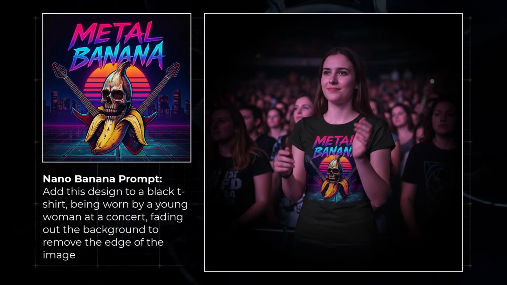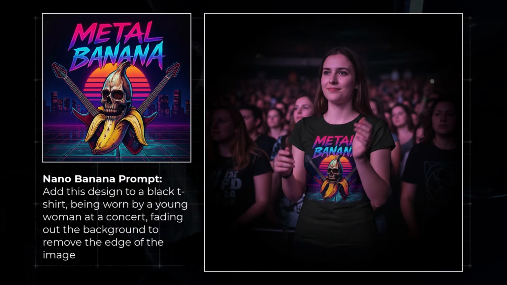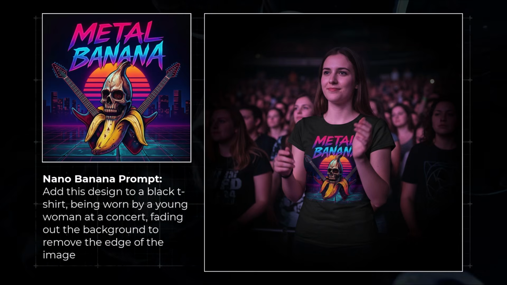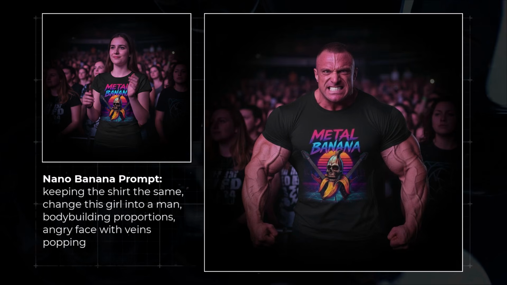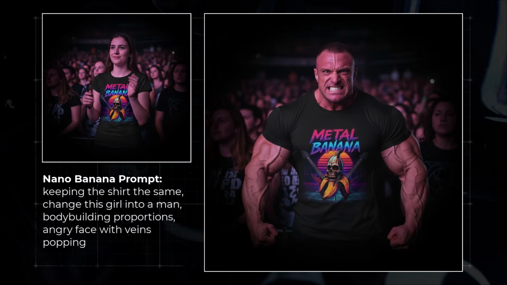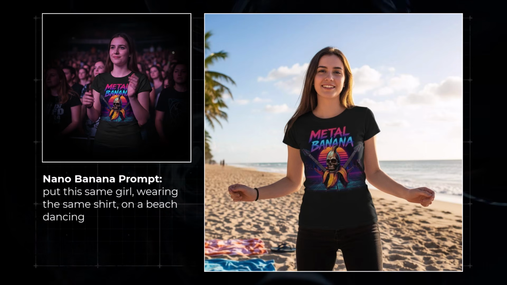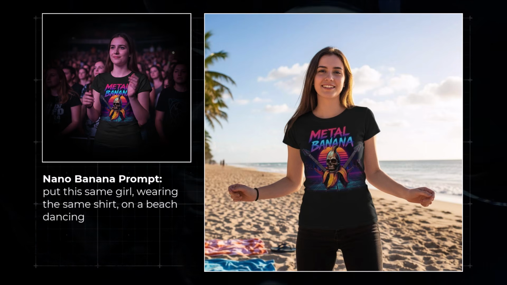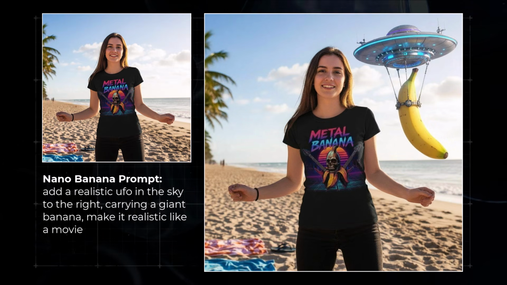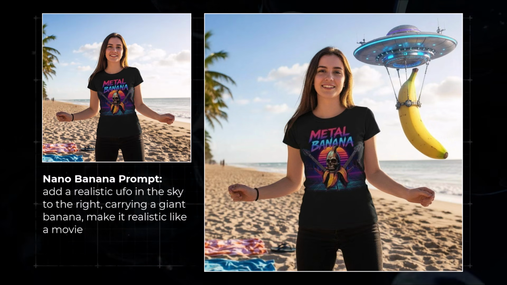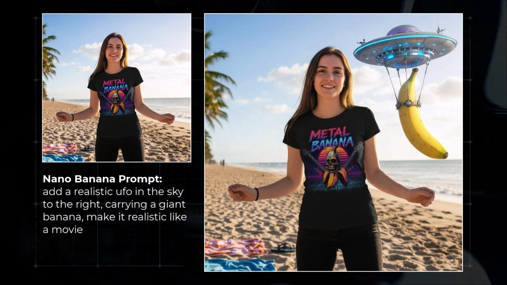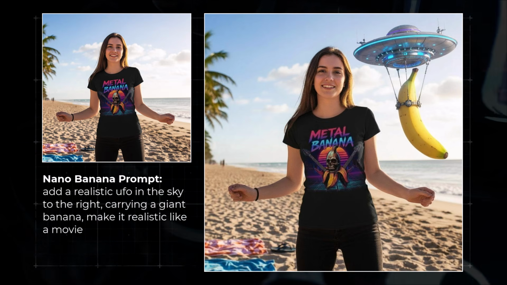But speaking of print-on-demand, being able to take your design and add it onto a shirt with a simple prompt like this is actually very easy and very powerful. And I can even ask Nano Banana to change it into a man, or in this case, a man with bodybuilding proportions, angry face, and veins popping. But on top of that, if I come back to that same girl and ask it to put her on a beach dancing, it does a pretty good job with that as well. And of course, I can add in elements such as this UFO carrying a banana. So this is perfect for creating highly customized mock-ups to try and sell your products, or pretty much editing any image that you need something fixed with.